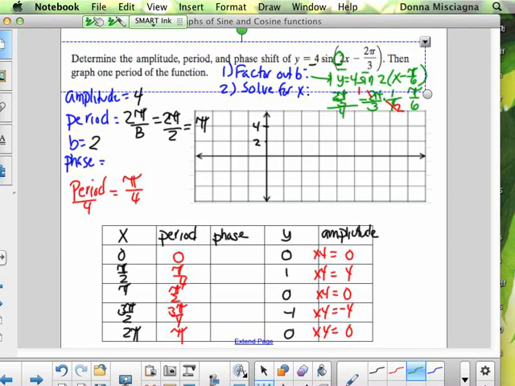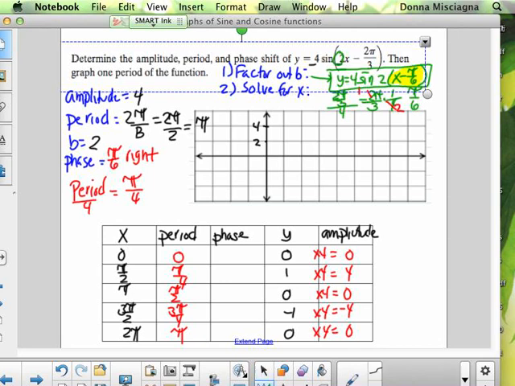All right? So we can simply see our phase shift, I will highlight it so you can see it. We can simply see our phase shift just from what's left in the parentheses, right? That's our phase shift right there. And that would be pi sixths to the right. Right? Or we can solve for x.